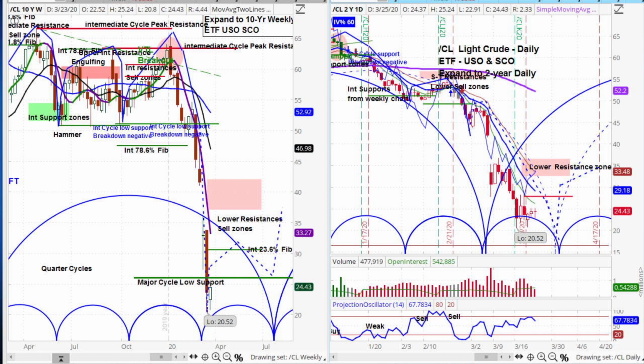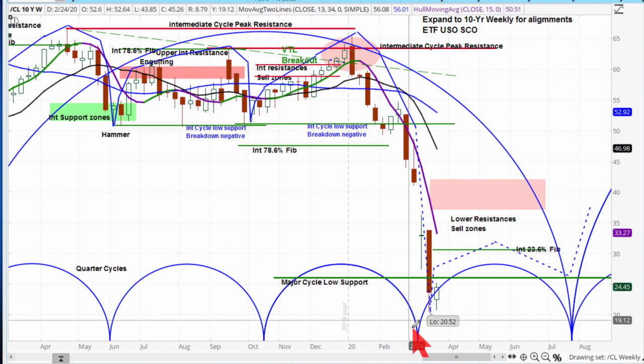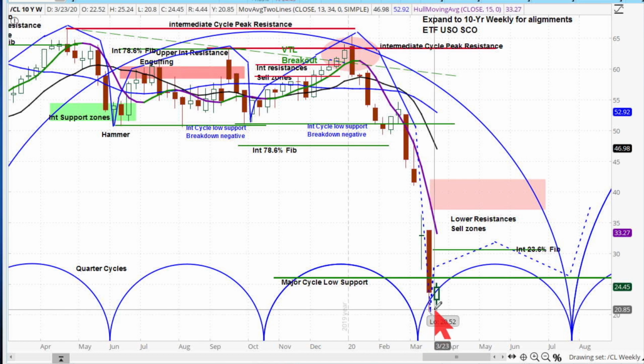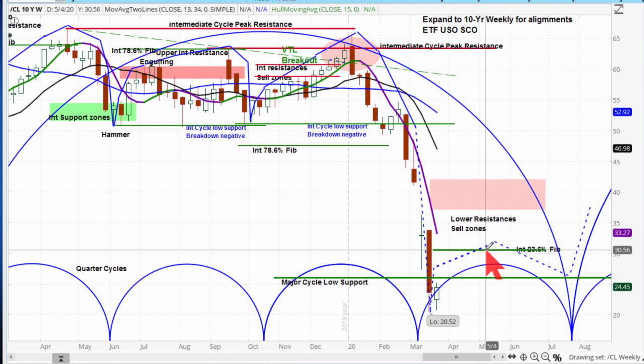All right, so here is light crude. Here's the weekly right over here. You can see a bottom due right in this period. It's typically a little late. That's what happens when we get into these free falls. Here's your sell zone right in here. This lower 23% that you see right there, that's at $30.